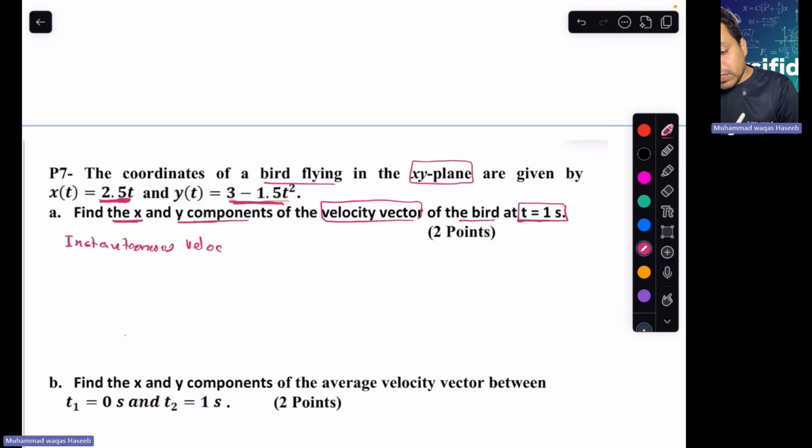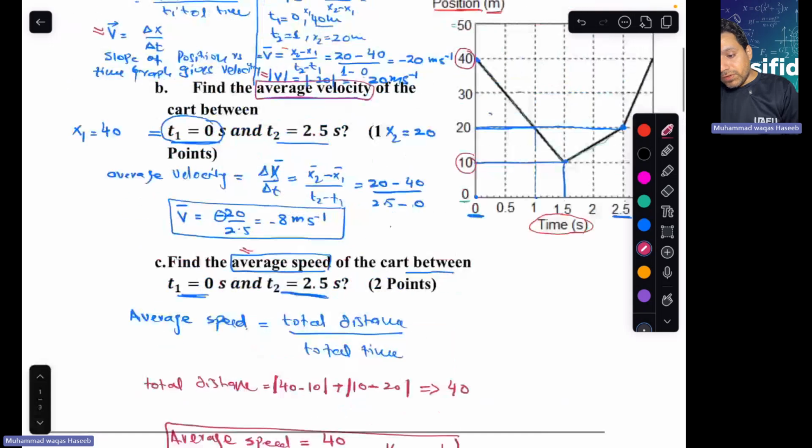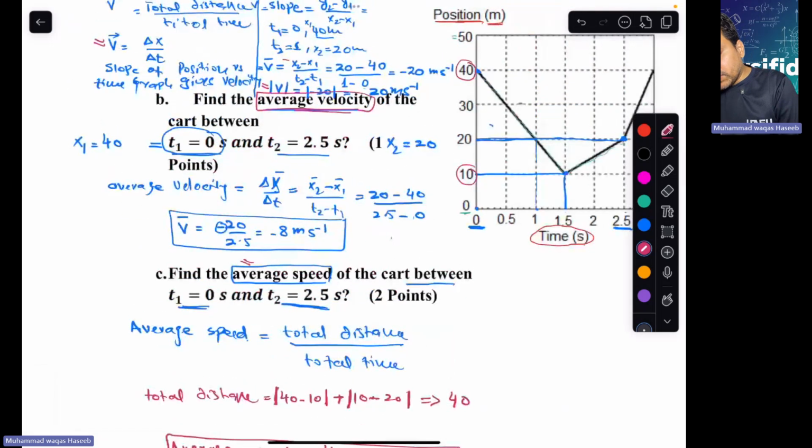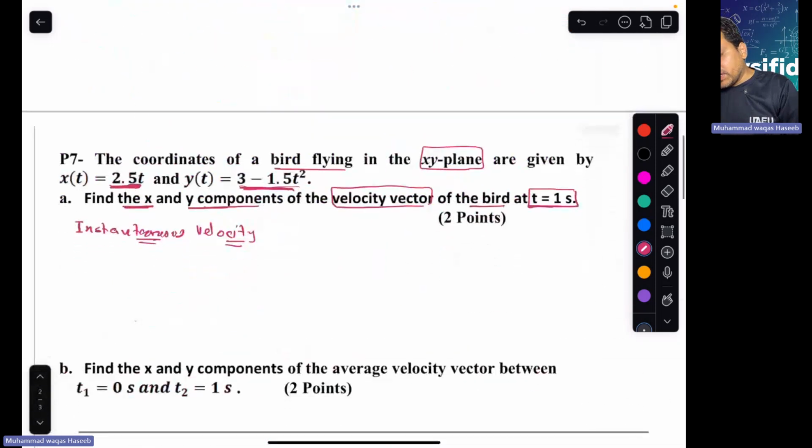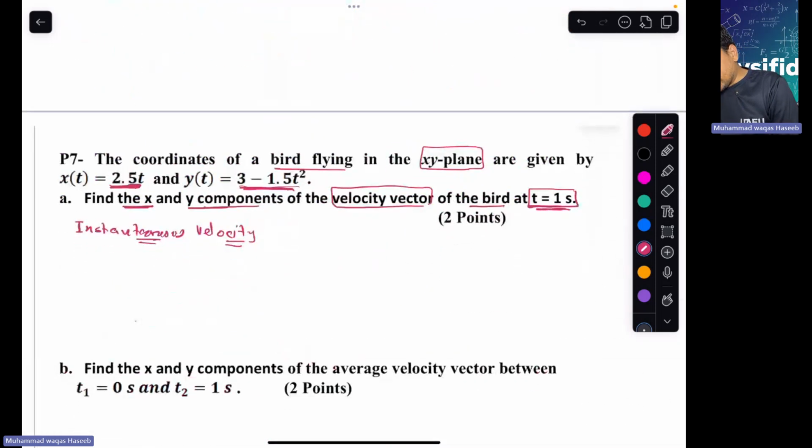Instantaneous velocity. So what is your instantaneous velocity? In the previous problem we found the average velocity, and average velocity has to be over an interval of time. Instantaneous velocity is at a single point, the velocity at a particular instant, which is t equals 1 second. So how do you find it?